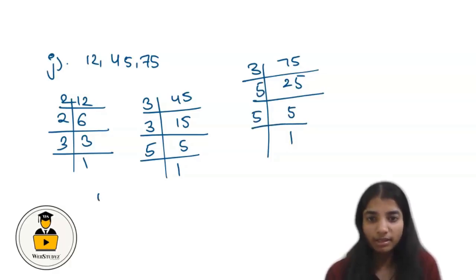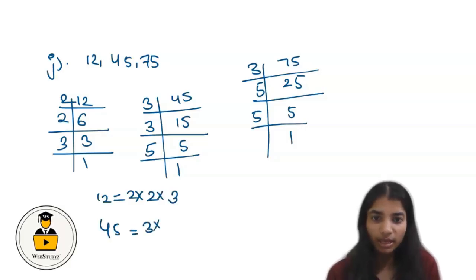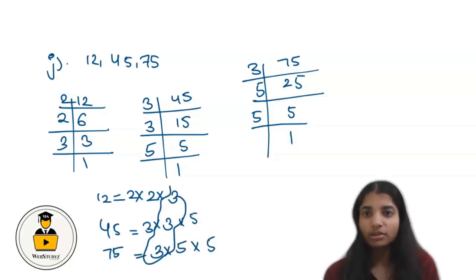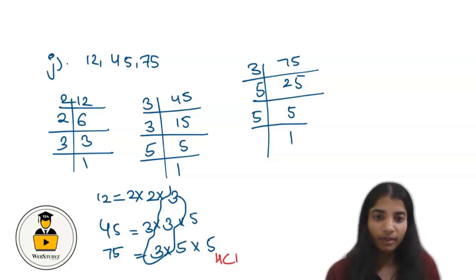So from here we can say that 12 is equal to 2 multiplied by 2 multiplied by 3. 45 is equal to 3 multiplied by 3 multiplied by 5. And 75 is equal to 3 multiplied by 5 multiplied by 5. Look here, only 3 is common in all these terms. So from here we can say that the HCF of 12, 45 and 75 is 3. So this is the answer to the given question.